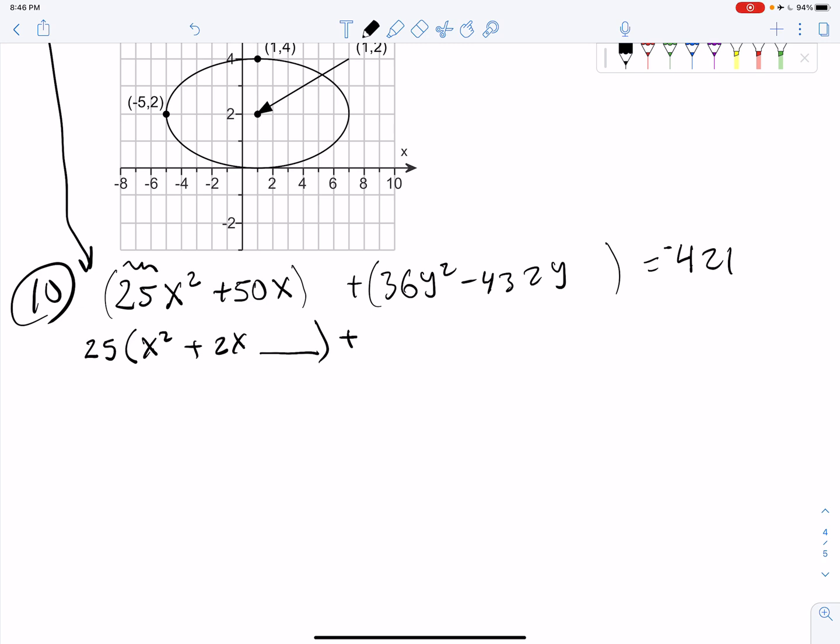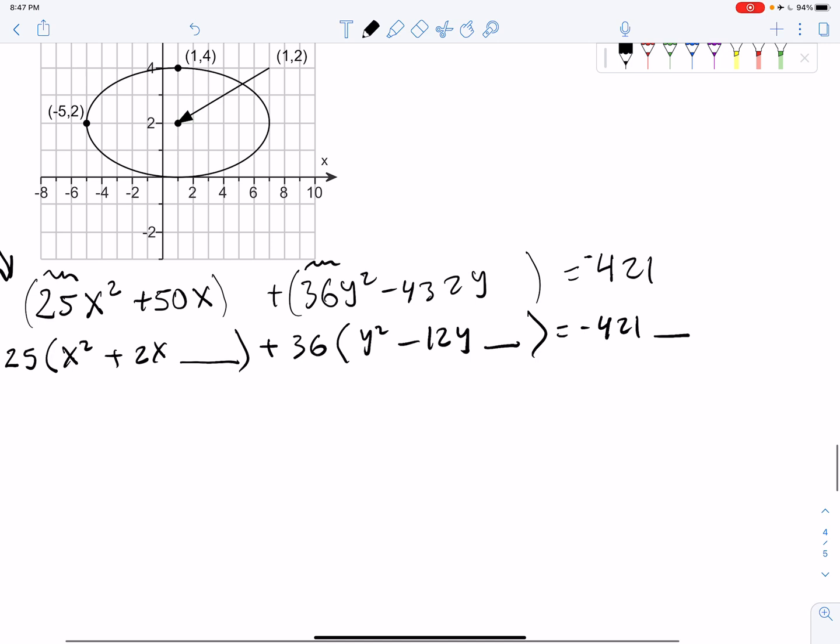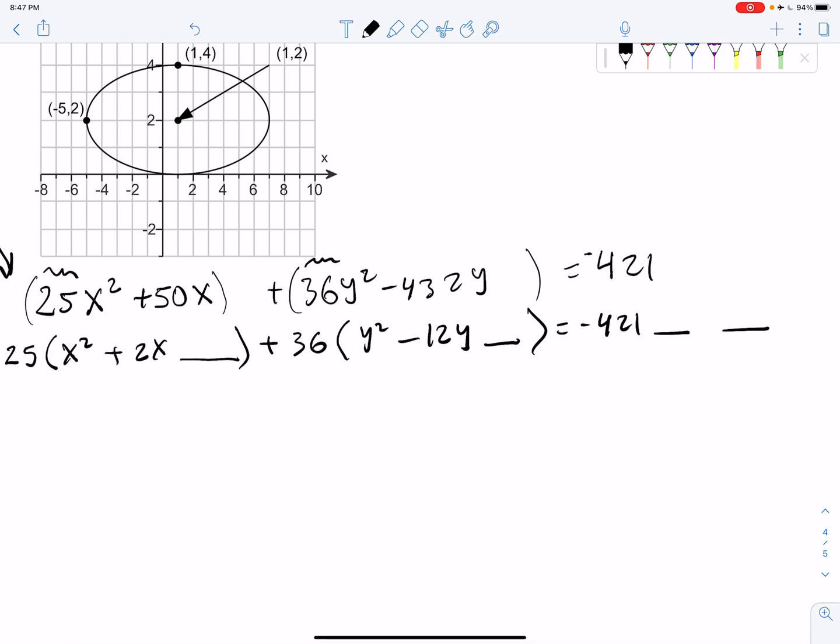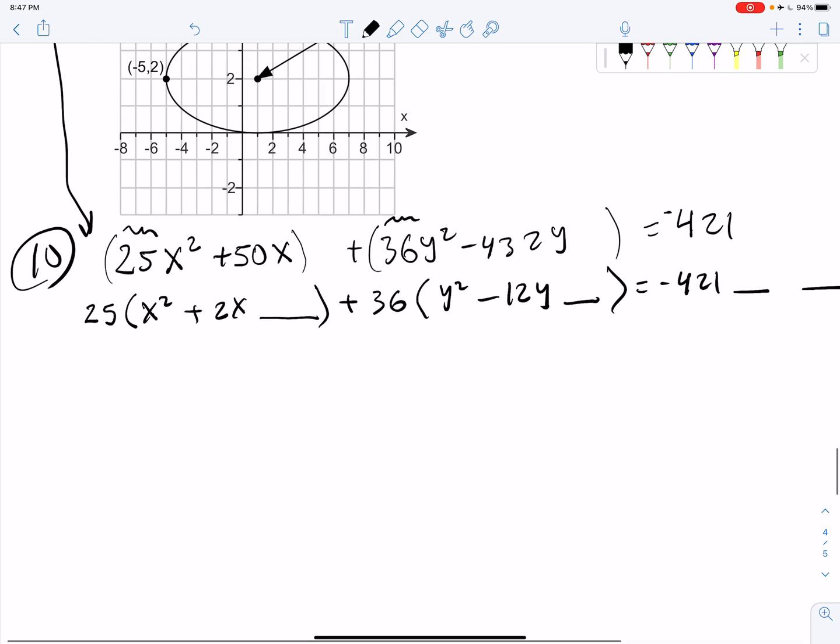Same thing here. This leading coefficient must be 1 to do my completing of the square. So I factor out 36. That leaves me with y squared minus, and then 432 divided by 36 is minus 12y. And then I'm going to leave a space to complete that square. And on the right, we've got negative 421. And of course, whatever I add on the left, I have to add on the right. Now, we're going to have to be really, really careful.